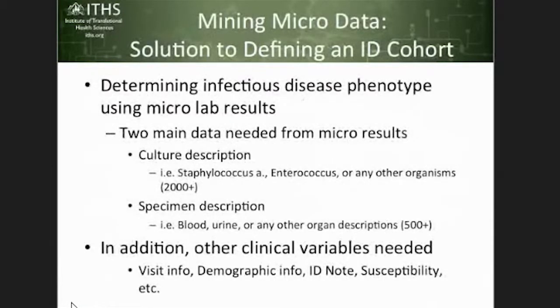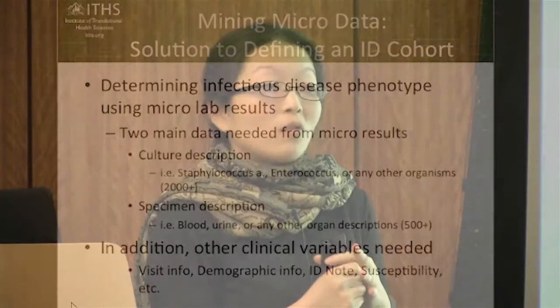How do we determine the ID cohort without the physician diagnosis that was a problem? We go to the data. Bob realized that if we look at microbiology lab results, if we get the organism and where it comes from, we can pretty much predict what the disease is. So to determine your cohort for, I think, bacteremia, you would say Staph aureus in blood, for example. That would pretty much narrow it down.